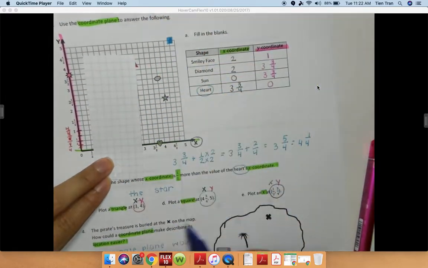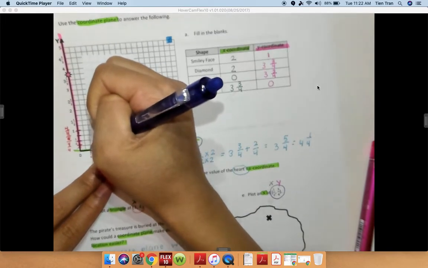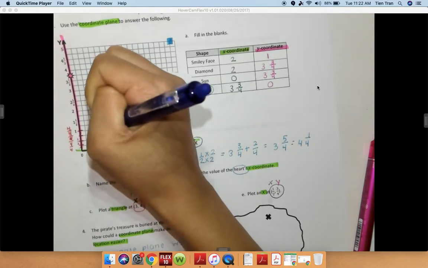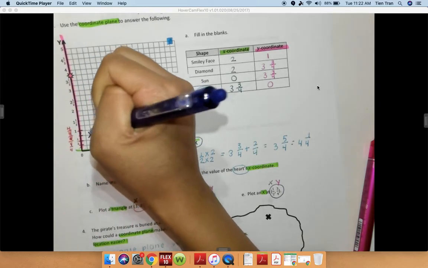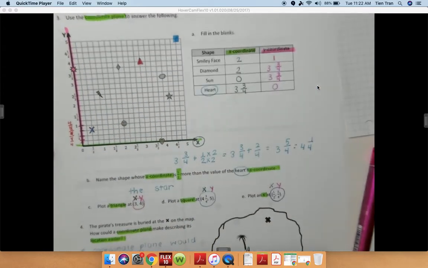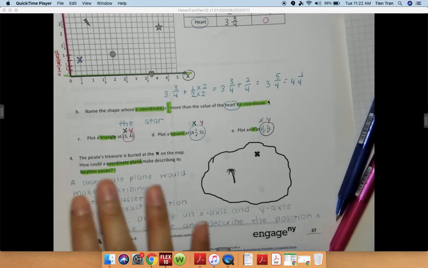So we have 1/2 and 3/4. We stopped at 1/2, and then we're moving up to 3/4. And remember that plot right there is going to be a letter X. Okay? So those are my coordinates. Now I'm going to move on to the next problem.